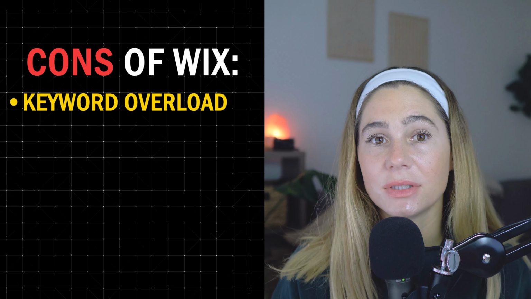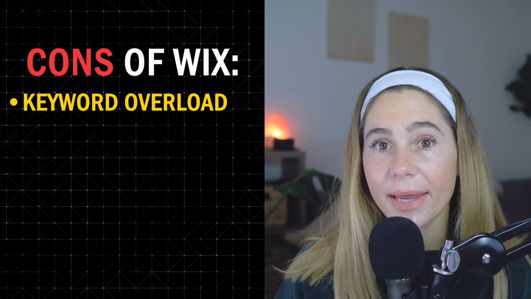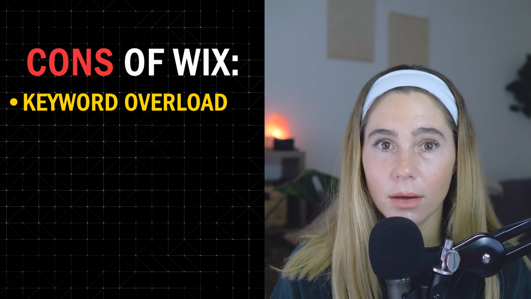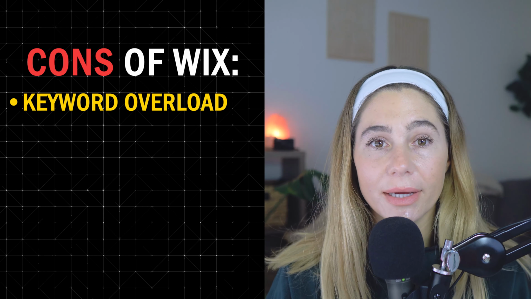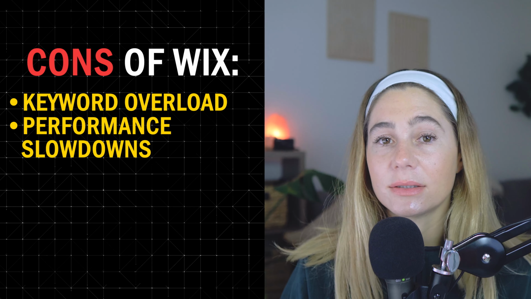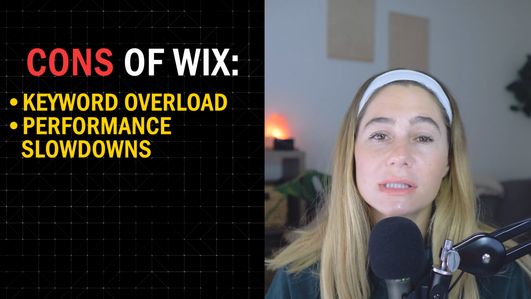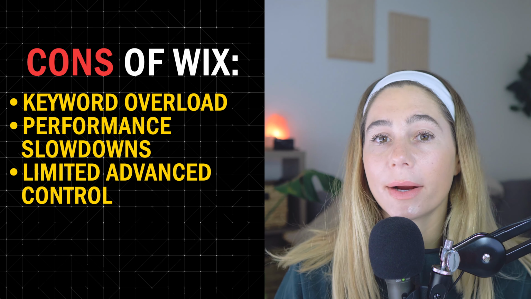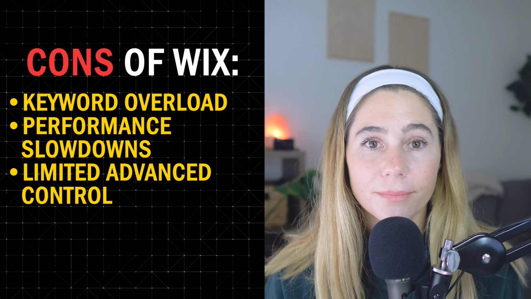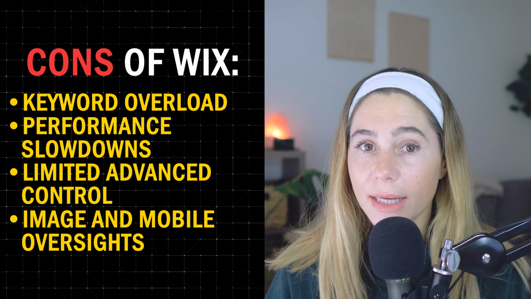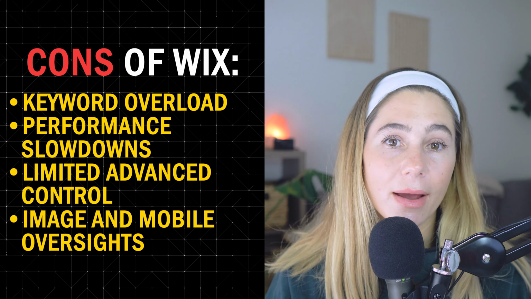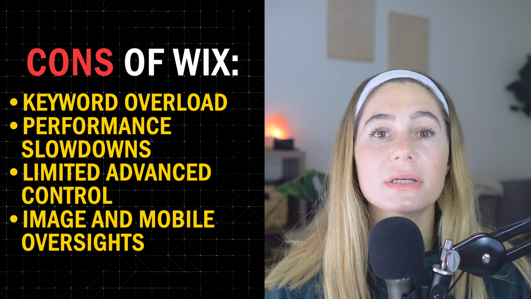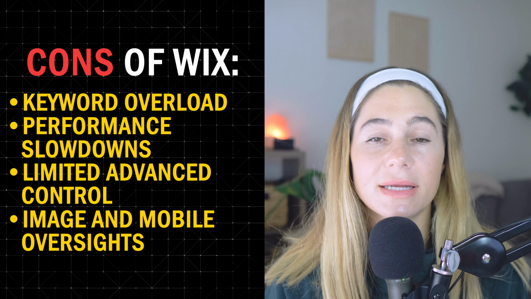There are a few drawbacks, of course, and it can be tempting to chase too many keywords on one page, which just makes the copy vague and weak. You really want to make sure you keep each page focused. Apps and heavy design effects can slow your site if you pile them on, so just stick to what you need. Very advanced schema or custom crawl rules may still require custom code or a different stack. If you upload huge images or skip mobile checks, no SEO setting can make up for that. The good news is that all of these issues are easy to avoid when you follow the steps in this guide.